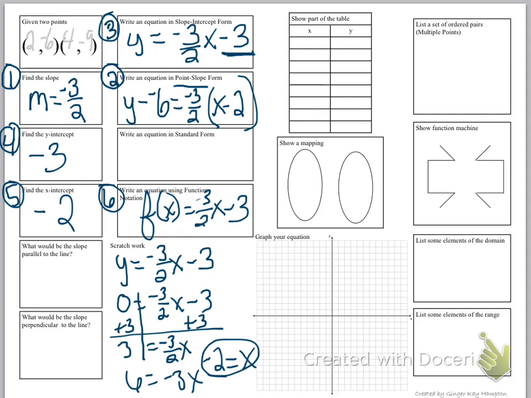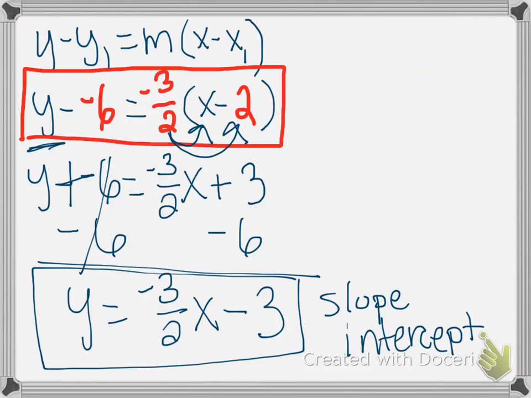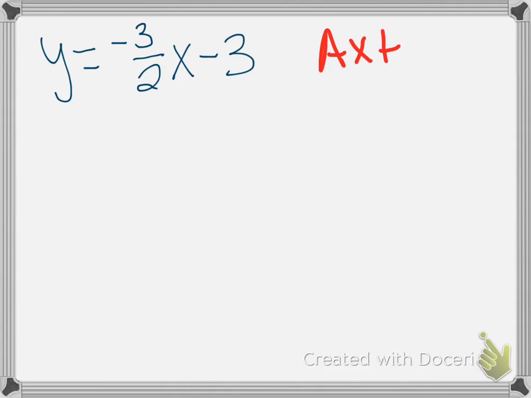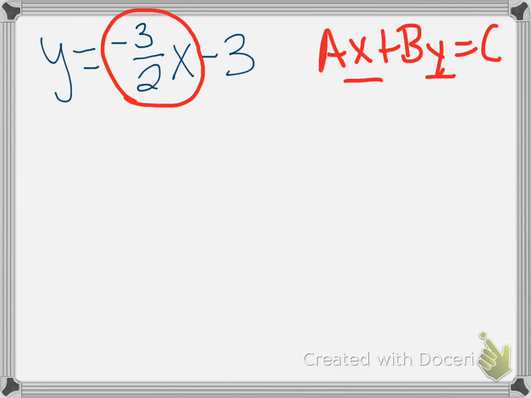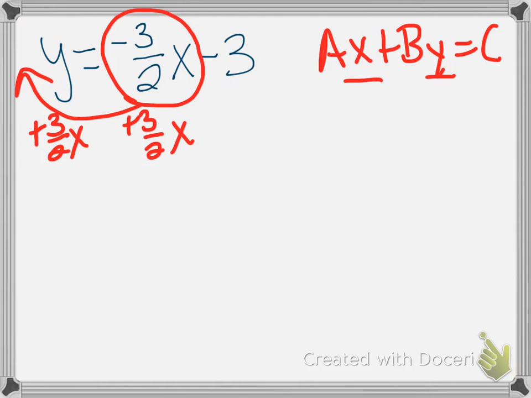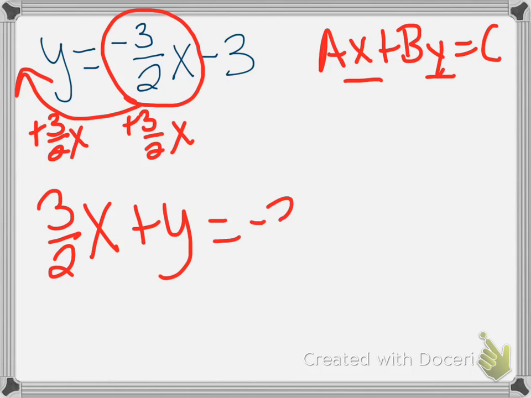Standard form is going to take a little more effort, so let's go to a clean page. I have my slope-intercept form, y equals negative 3 over 2x minus 3. And standard form is ax plus by equals c. From there, basically this tells me I need to have my x and y on the same side of the equal sign. So I need this term over there. So I'm going to add 3 over 2x to both sides. And so I end up with 3 over 2x plus y equals negative 3.